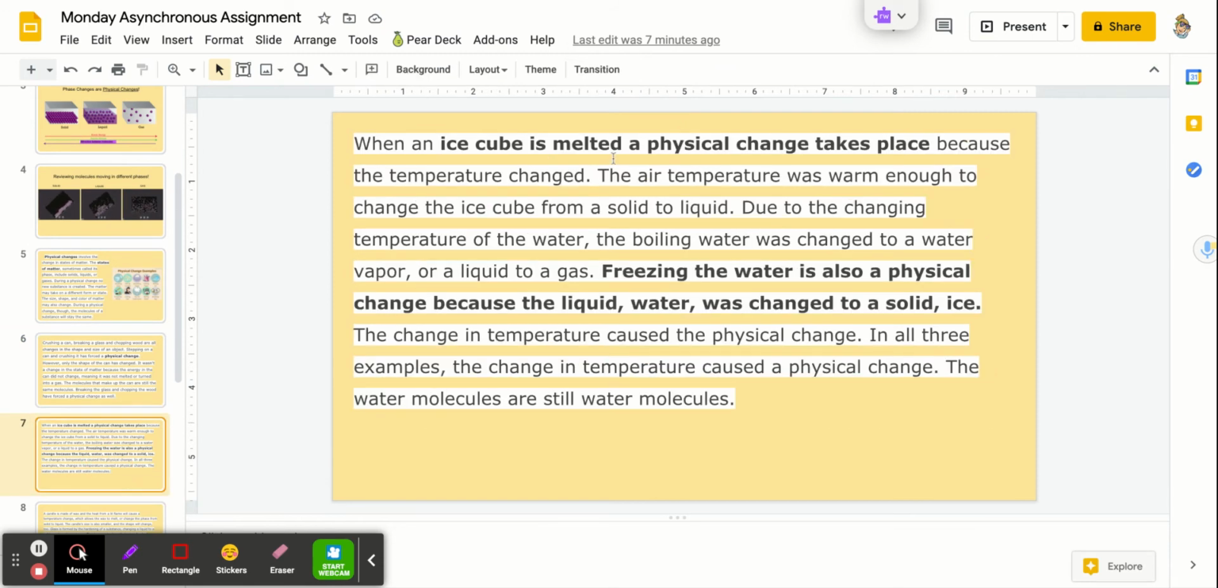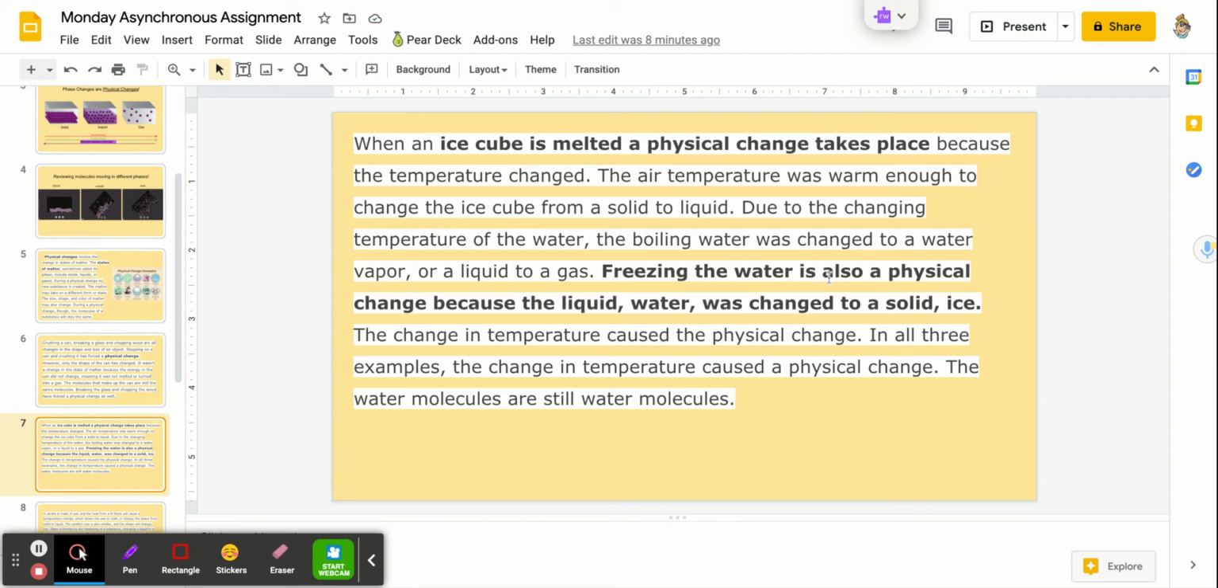When an ice cube is melted, a physical change takes place because the temperature changed. So, this idea of temperature. The air temperature was warm enough to change the ice cube from a solid to a liquid. Due to the changing temperature of the water, the boiling water was changed to a water vapor. Water vapor is also known as gas, or a liquid to a gas. So, it went from a liquid to a gas when we're boiling it.